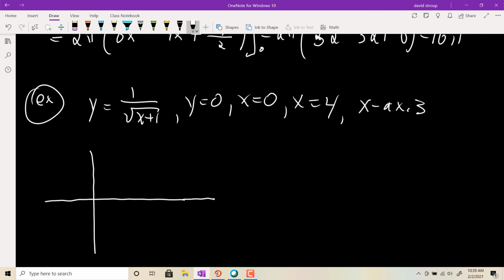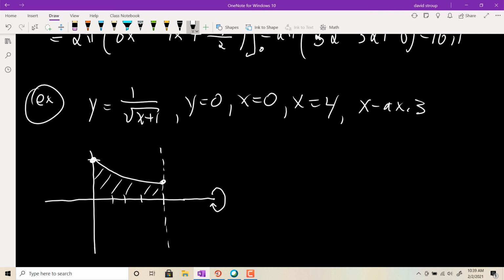So 0 to 4, 2, 3, 4. At 0, y is 1 over square root of 0 plus 1, so it's 1 over 1. So it's just 1. And then at 4, it's 1 over square root 5, which is down here somewhere. Okay. So that y equals 0 is the x-axis, x equals 0 is the y-axis. So it's this region we're rotating, and we're going about the x-axis.